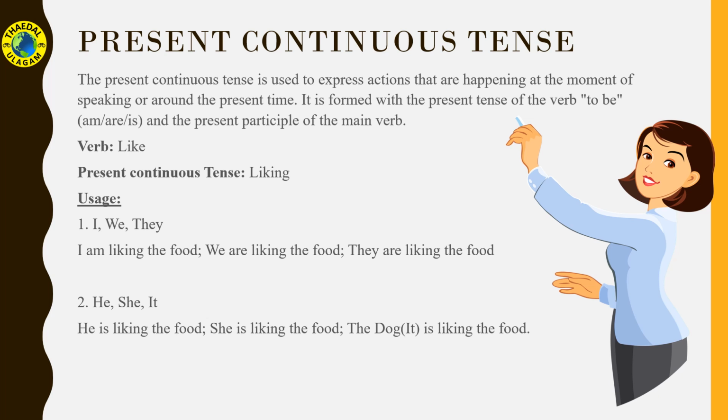I, we, they, he, she, and it, all of them use the verb liking. I, he, she, and it use is liking. We and they use are liking to represent the present continuous tense form. I am liking the food. We are liking the food. They are liking the food. He is liking the food. She is liking the food. The dog is liking the food, which also represents it is liking the food.